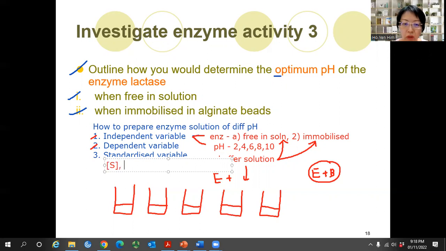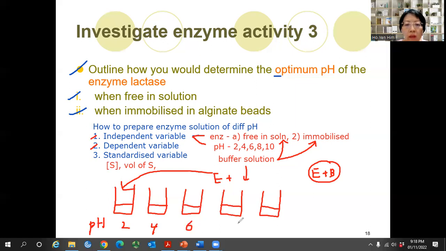And also standardized volume of substrate. Then we add in the enzyme, either in this buffer solution, already mixed together. So this enzyme in pH 2, 4, 6, 8, 10. So put this enzyme in pH 2. So you've got pH 2, 4, 6, 8, 10.